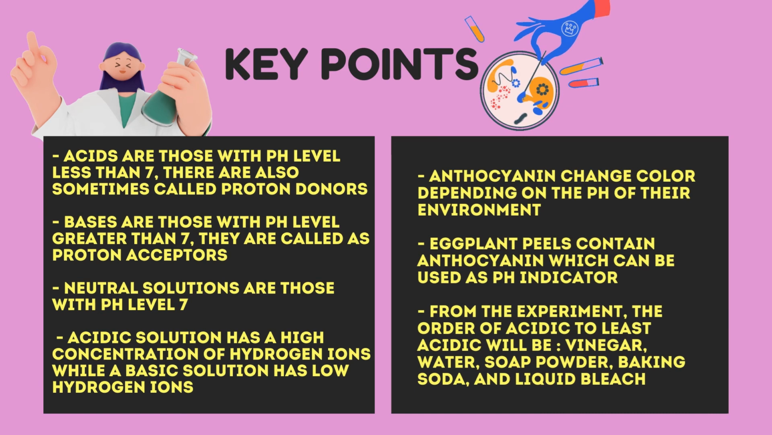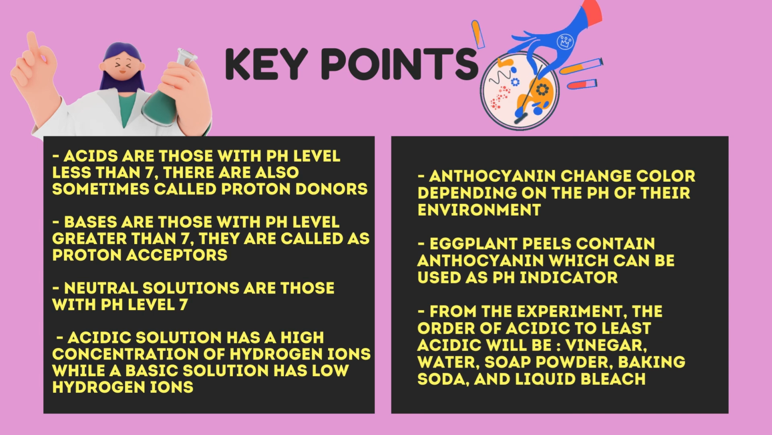Acids are those with pH level less than 7. They are also sometimes called proton donors. Bases are those with pH level greater than 7. They are also called proton acceptors. Neutral solutions are those with pH level 7. Acidic solution has a high concentration of hydrogen ions, while a basic solution has low hydrogen ions.